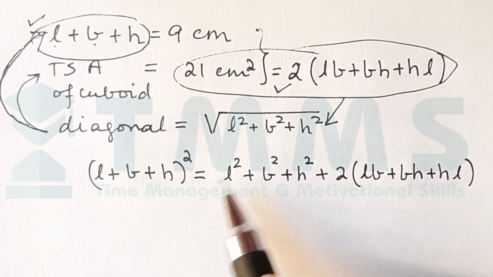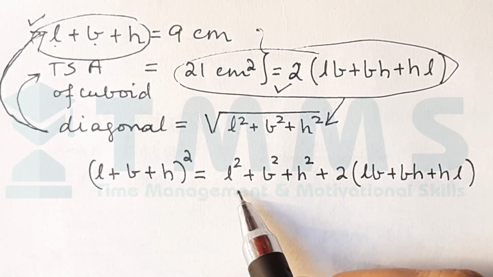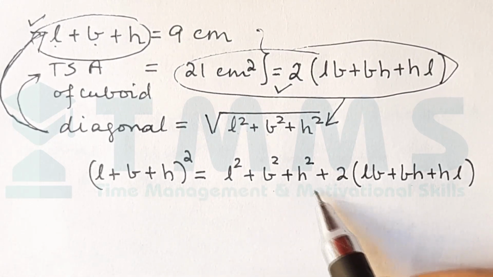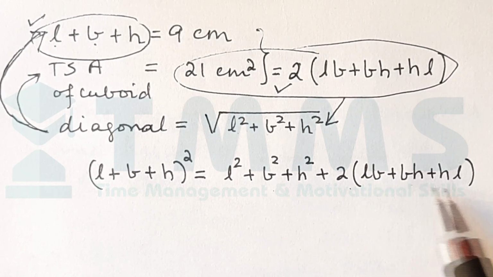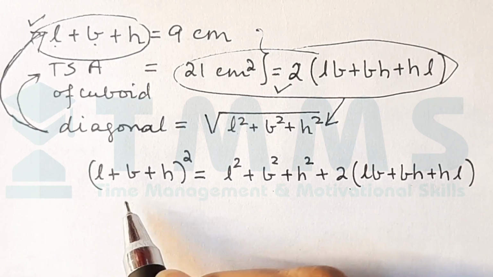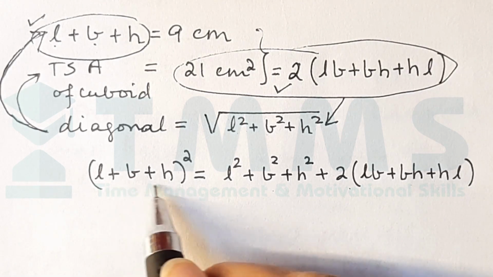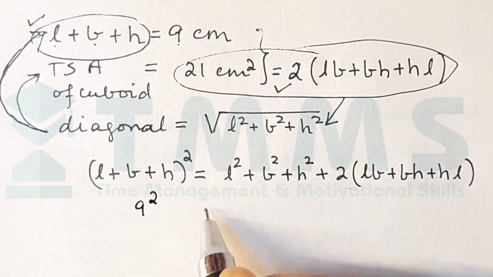Do you remember the identity? It is (A plus B plus C) whole square is equal to A square plus B square plus C square plus 2 into bracket AB plus BC plus CA. Haven't we used just that? Okay. Now, do we know the value of L plus B plus H? Yes. How much is that? 9. So this becomes 9 square.